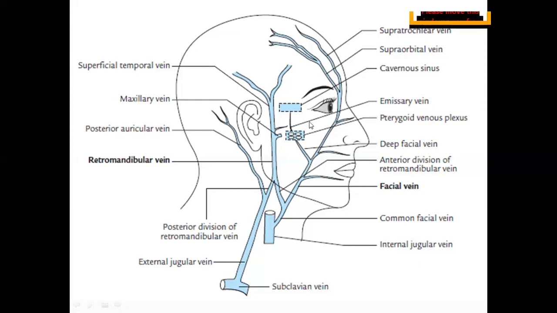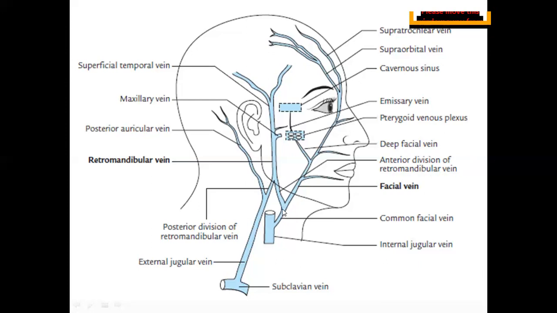Now see here. So these are the communications of the facial vein. Okay. Via deep facial vein, pterygoid venous plexus, then emissary vein, then we have cavernous sinus. Now, if you continue this journey, I said this whole vein is facial vein. The facial vein is actually joining the anterior division of retromandibular vein. This is anterior division of retromandibular, which joins with the facial. Both of them are forming common facial vein. This common facial vein drains into internal jugular vein.